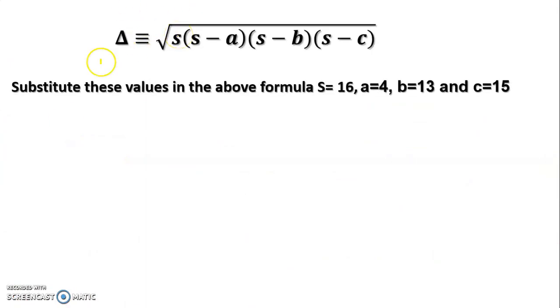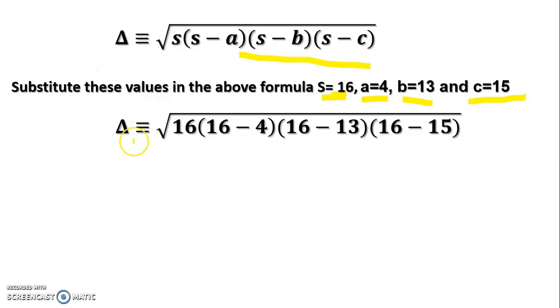I take the formula again here. Substitute the values, s equal to 16. Just now we got the a, b, c values as given in the problem. Substitute these values in Heron's formula. That is delta equal to square root of s, 16, into s minus a, 16 minus 4, s minus b, 16 minus 13, s minus c, 16 minus 15.